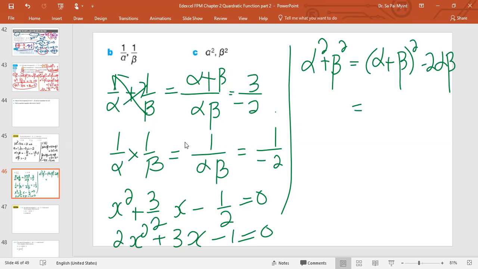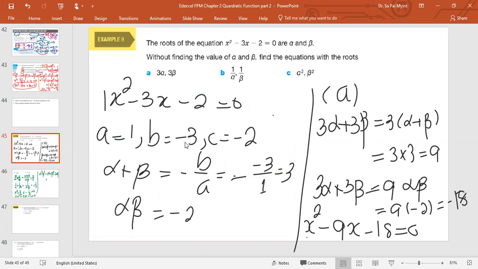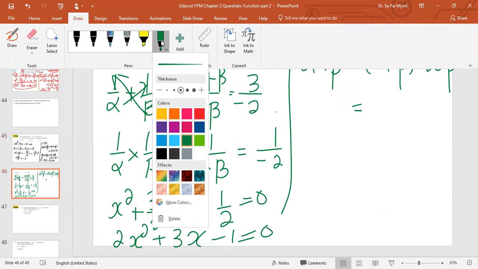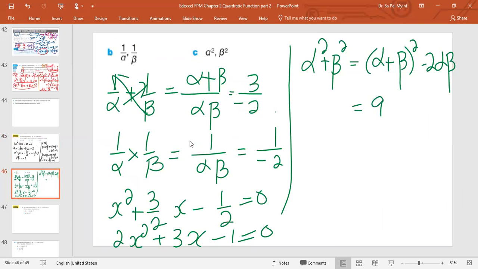Alpha plus beta, the whole square, what do you get? Alpha plus beta is 3, alpha beta is minus 2. So 3 square is 9. Minus 2 alpha beta, and alpha beta is minus 2. So what do you get? 9 minus minus changes to plus, 2 times 2 is 4. 9 plus 4 equal to 13.